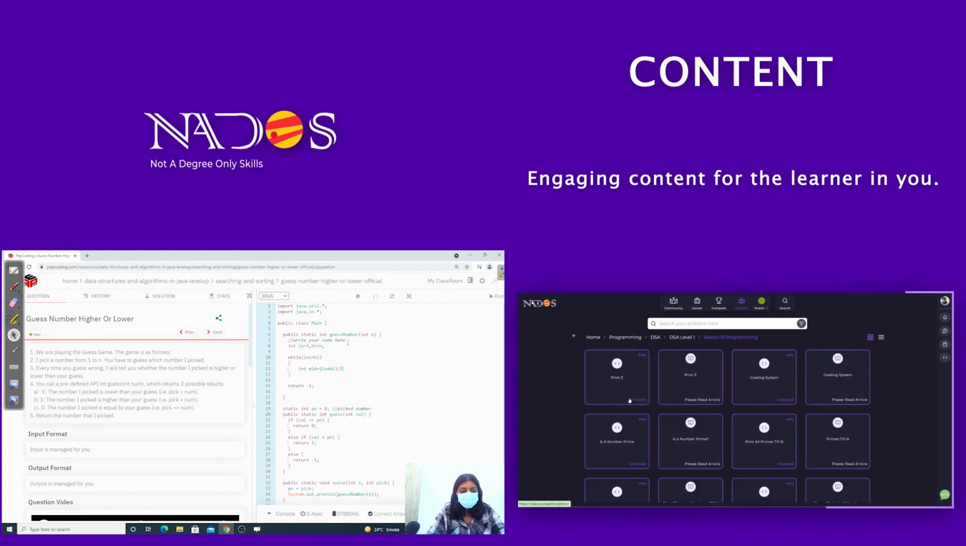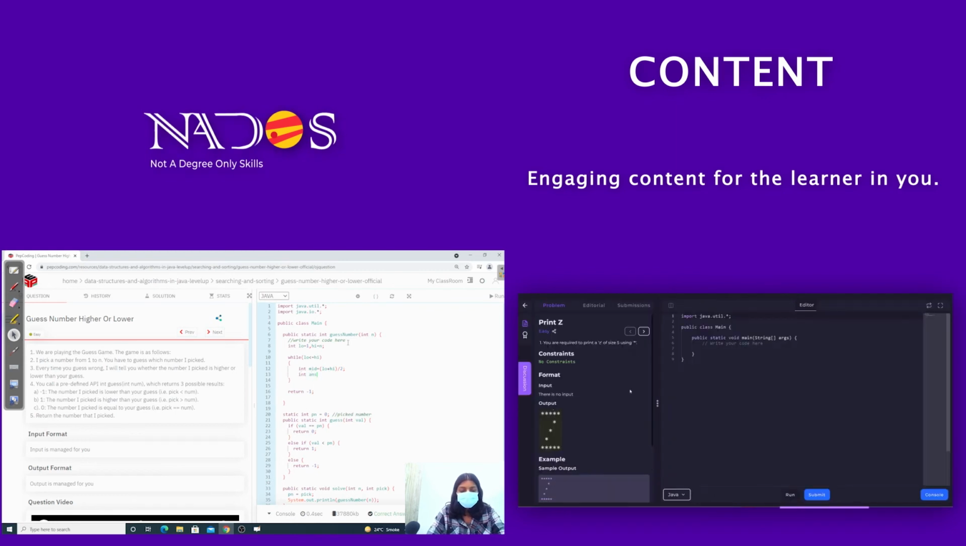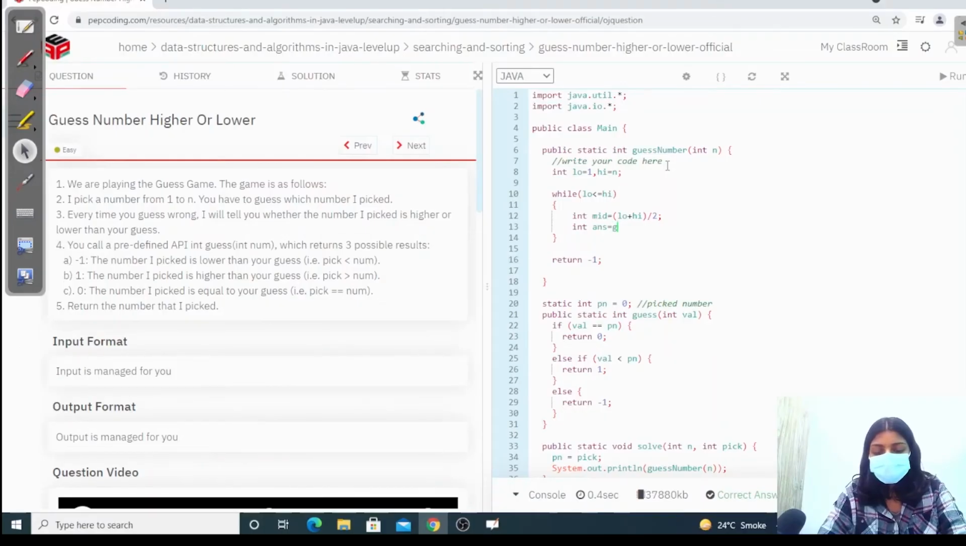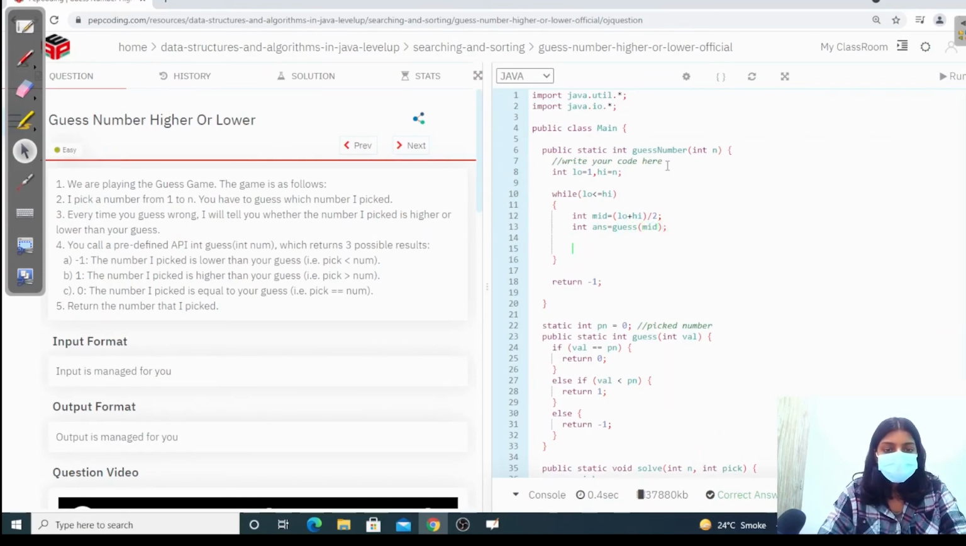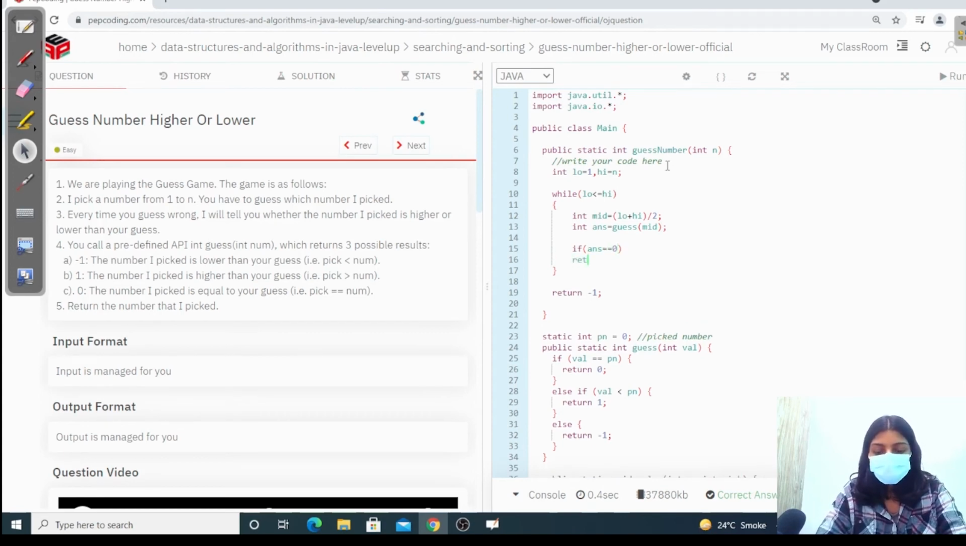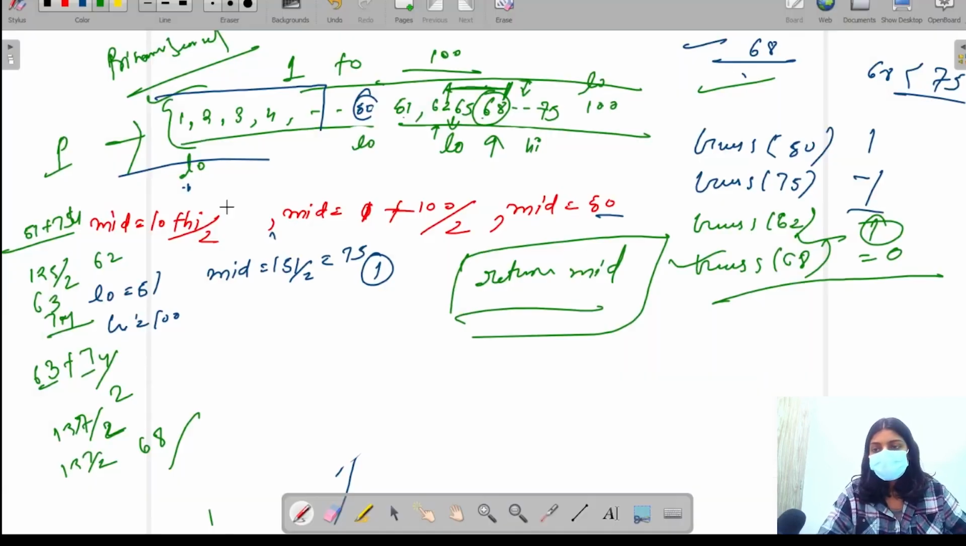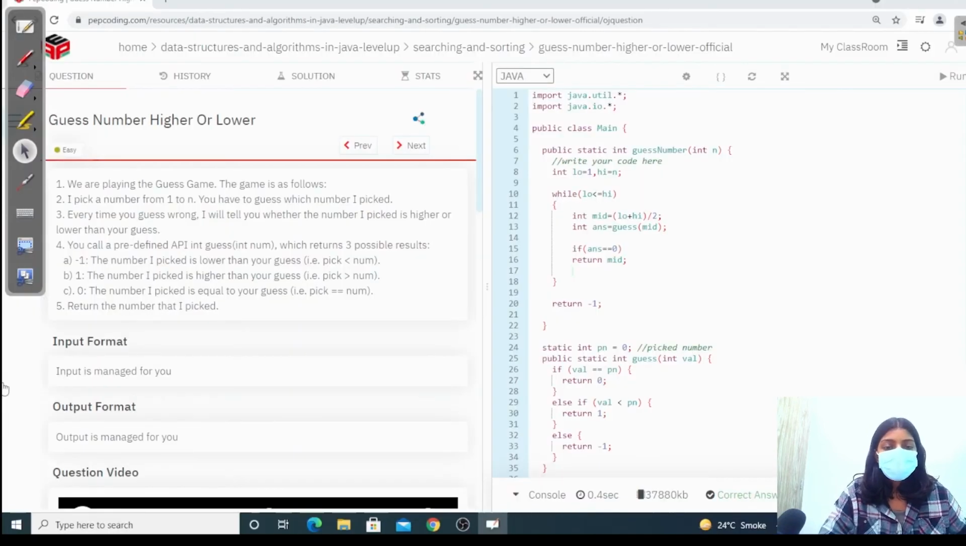Int mid is equal to low plus high by 2, and call my function, int answer is equal to guess of mid, and then check if answer is equal to 0, return mid. So if my guess of mid returns me 0, it means my mid is the answer.